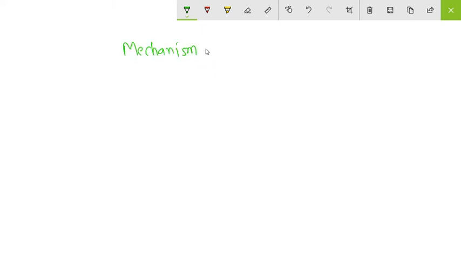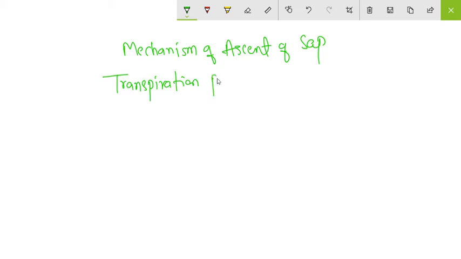Today we are going to discuss the mechanism of ascent of sap. In the mechanism of ascent of sap, we are going to discuss a theory known as the transpiration pull theory, or this theory is also known as the cohesion tension theory.